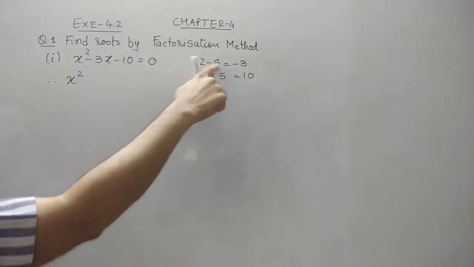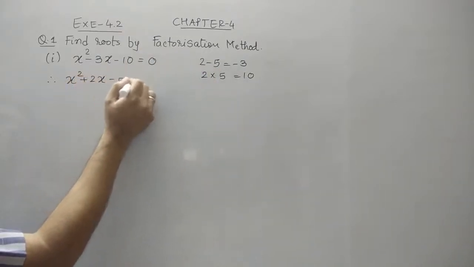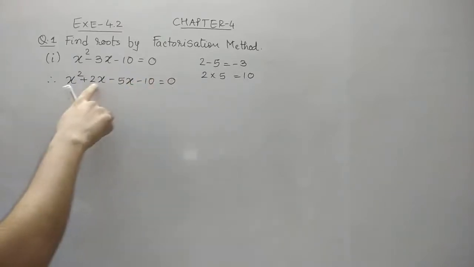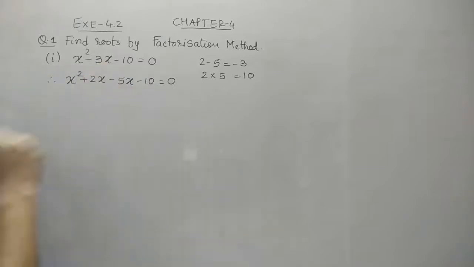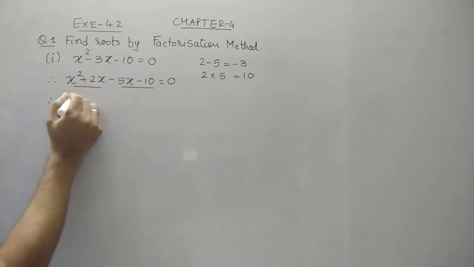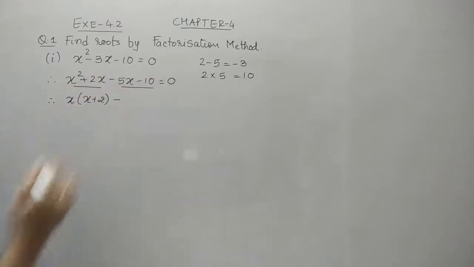See, the factors are plus 2 and minus 5. So x squared plus 2x minus 5x minus 10 is equal to 0. You can see that plus 2 minus 5 is minus 3x. We'll take out common from the first two and last two terms. The common term is x, so it is x plus 2. See, the sign is minus.